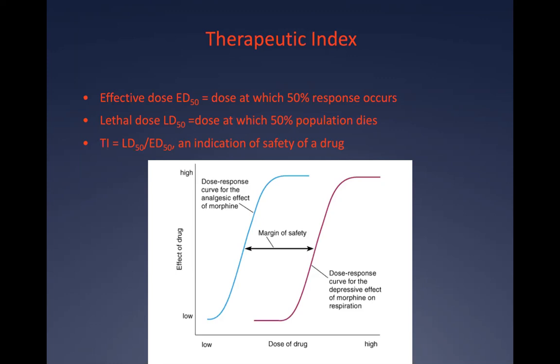And so then what we're going to do is calculate what that is. Then we're going to give them higher dosages to basically determine when their respiration is. And that's how we do those dose response curves.